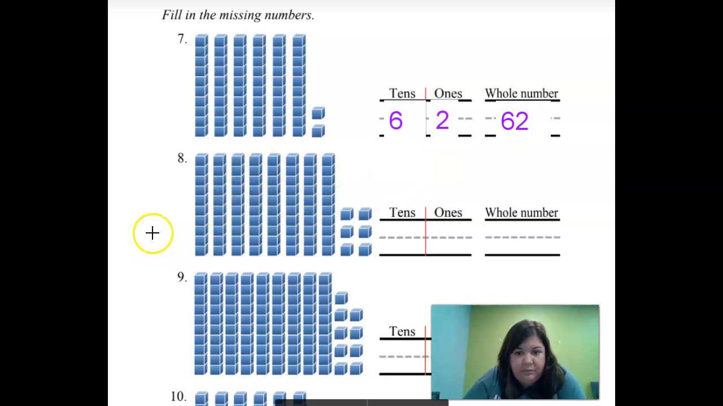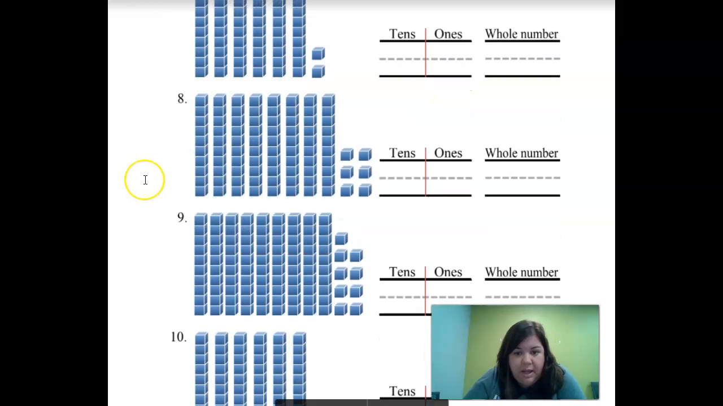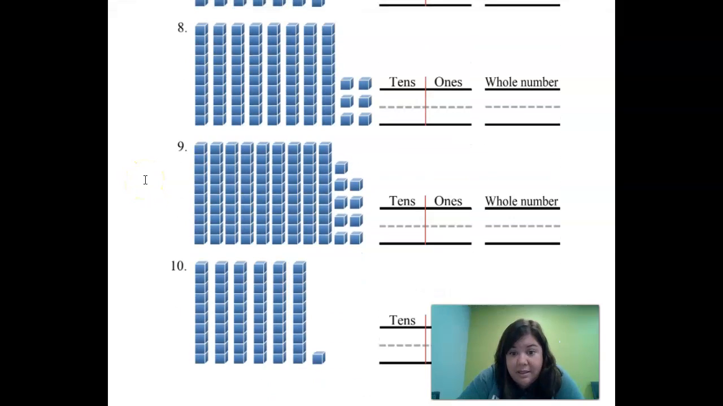All right, so do number 8 and 9 on your own. Pause the video and put 8 and 9, the tens, the ones, and the whole number on your whiteboard. And then when you're finished, unpause the video and check your answer with mine, okay?